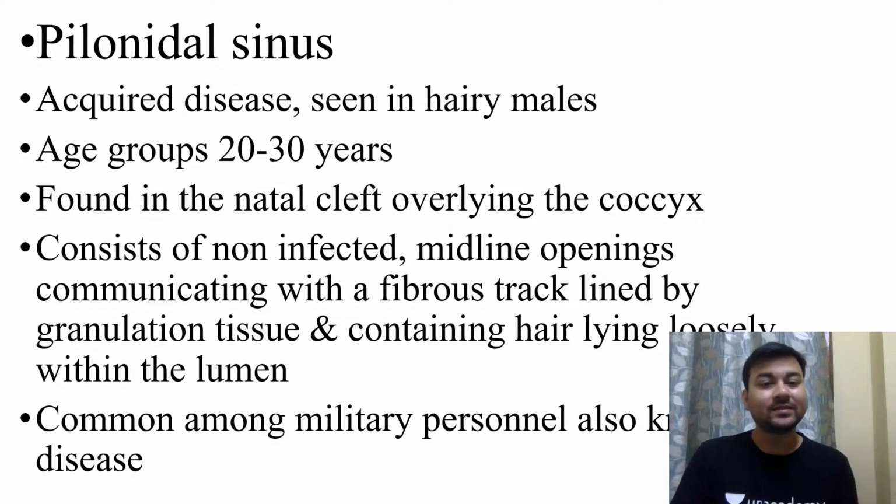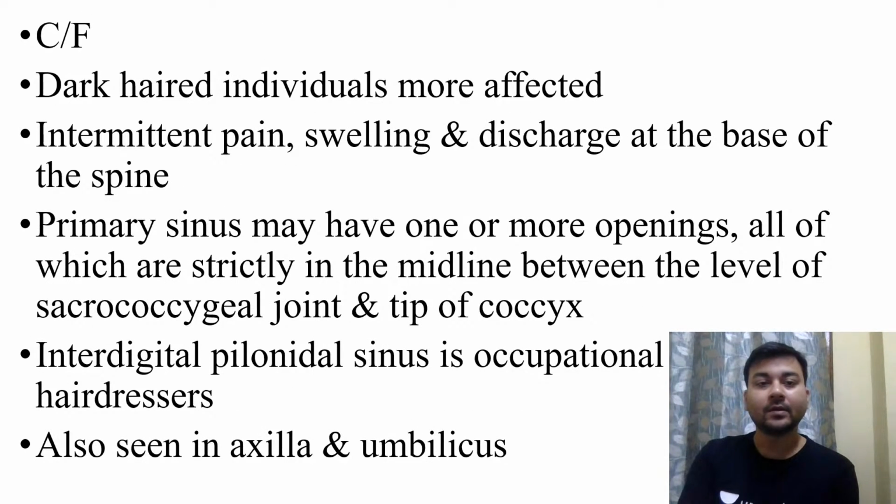Okay, so it consists of a non-infected midline opening communicating with a fibrous tract lined by granulation tissue, containing hair lying loosely within the lumen. Mostly occurring in dark-haired individuals, mostly males, and when it gets infected, it can cause pain, swelling, and discharge. Discharge can be foul smelling also. Now, the primary sinus may have one or more openings, all of which are strictly in the midline between the level of the sacrococcygeal joint and the tip of the coccyx.